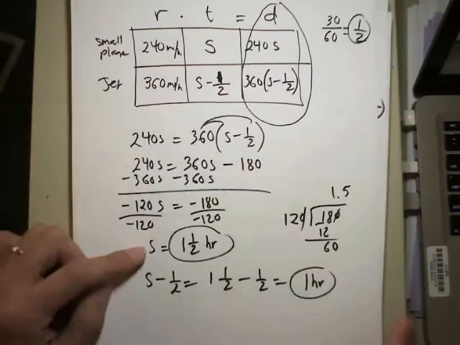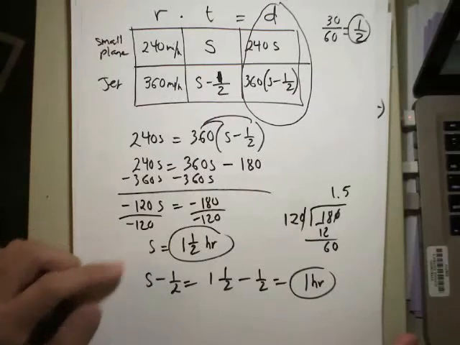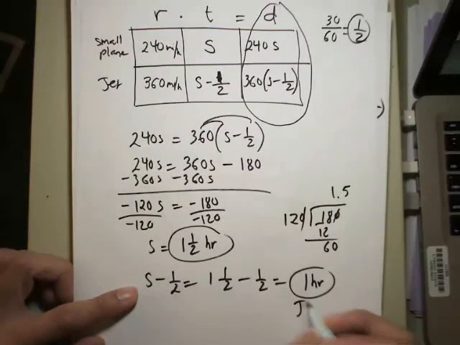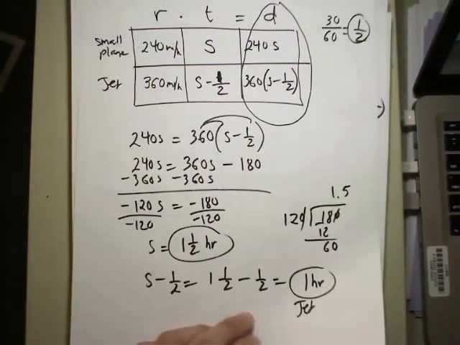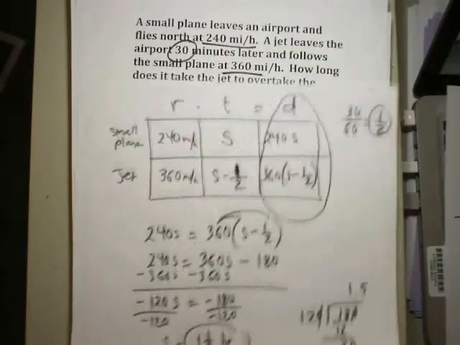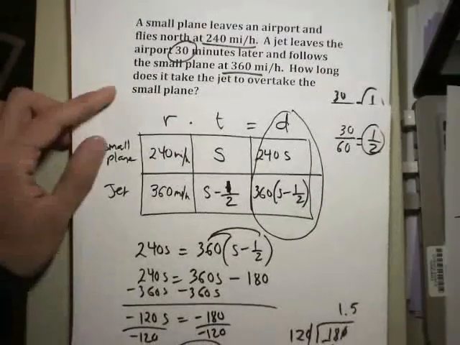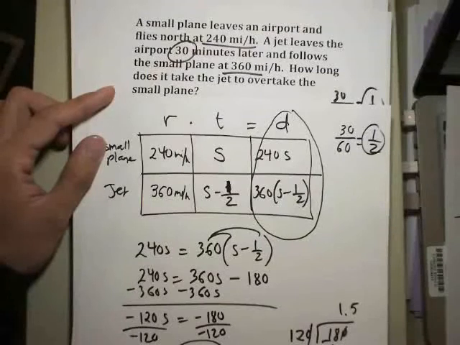Okay, so we got the small plane's time, we got the jet's time. This is for the jet. So that means an hour later, after waiting for half an hour, the jet will overtake the small plane. Notice the problem says right here, how long does it take the jet to overtake the small plane? It took the jet 1 hour exactly.